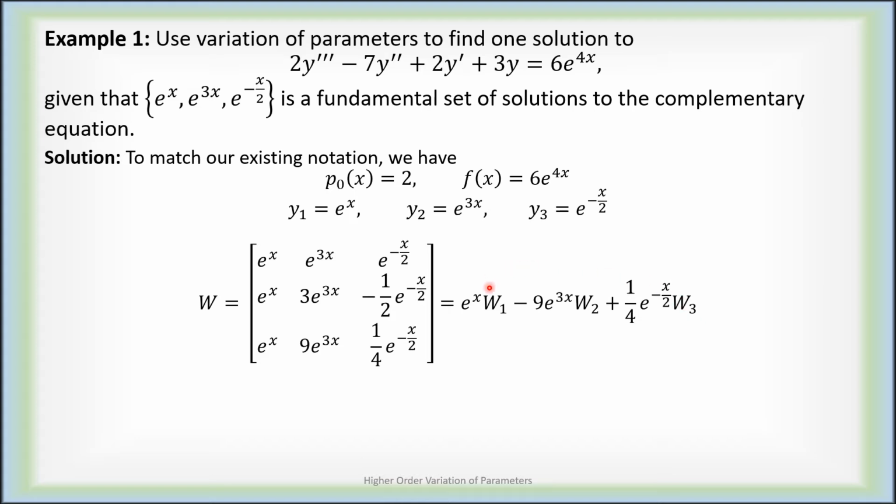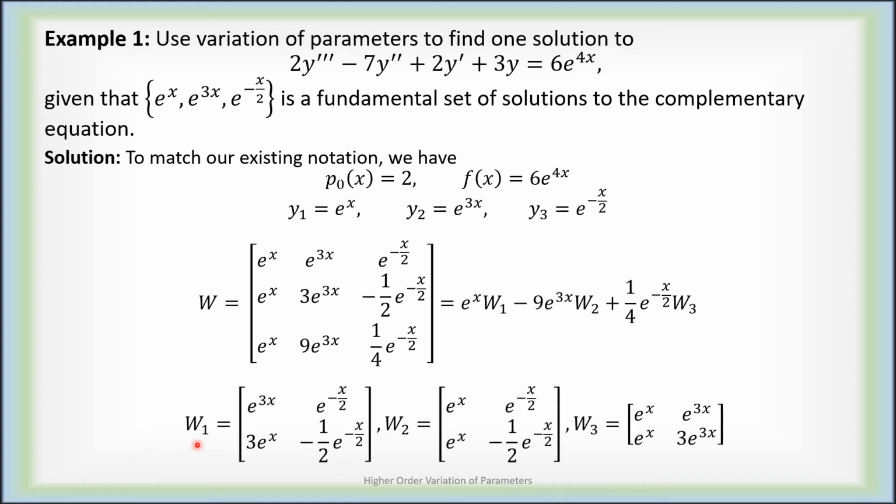Point being, once I compute W1, W2, and W3, expanding along the bottom row gives me a quick way to compute W without having to construct this larger matrix and find its determinant all over again. So we're going to compute these smaller determinants and then use this expansion to get the determinant W altogether.